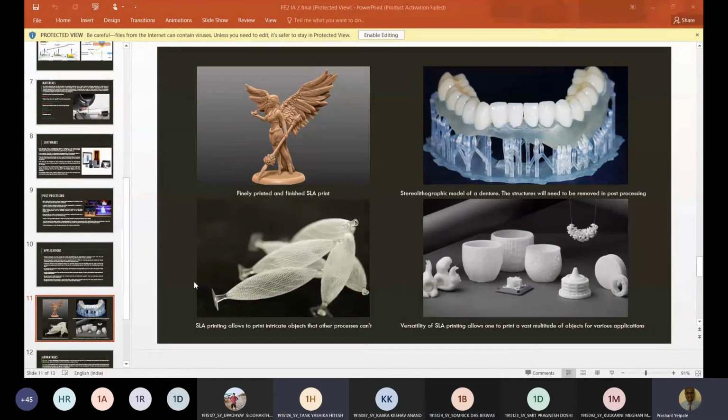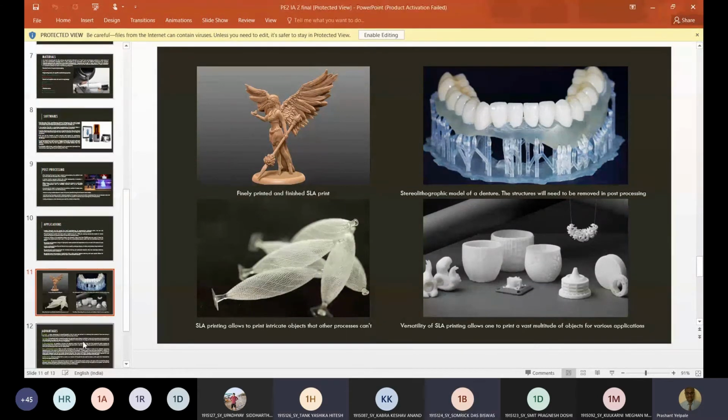And the design on these cups and these ornaments. Here also, that much detail is not possible in FDM, sir.